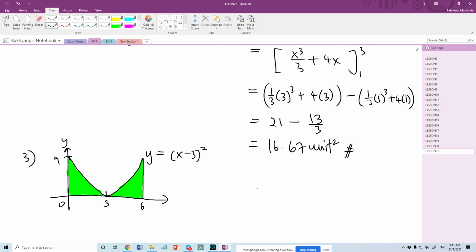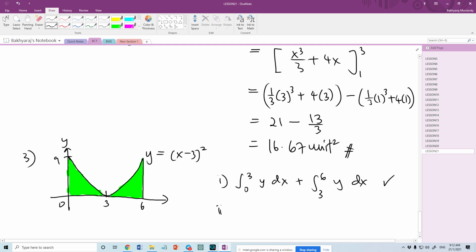Let me answer your question. Just now your friend said we start from 0 to 3 y dx plus 3 to 6 y dx, right? Okay, this is one way of answering. Of course this is correct. Nothing wrong with doing that. But we can also start from 0 to 6 y dx, that is also allowed. This we can also do.